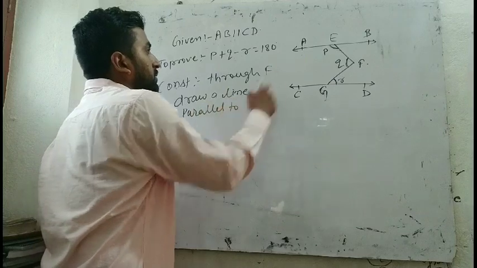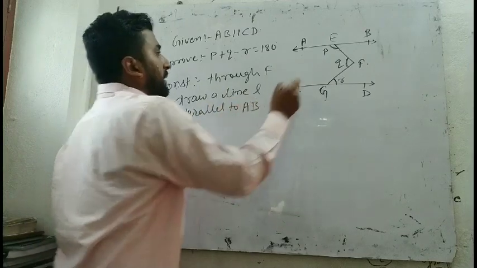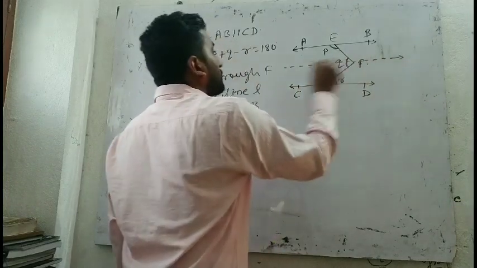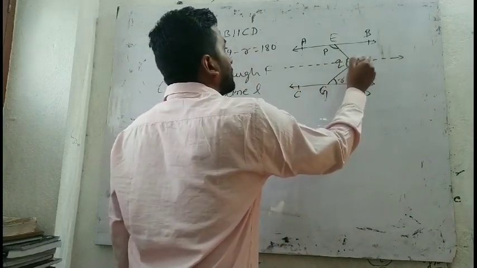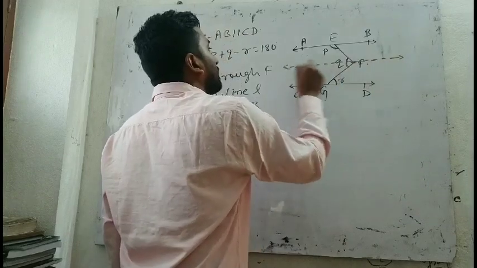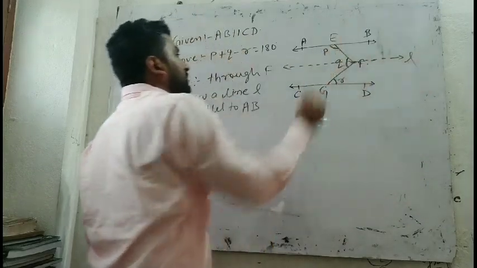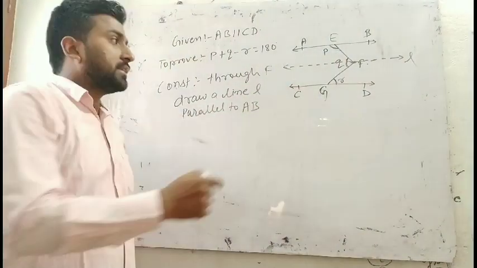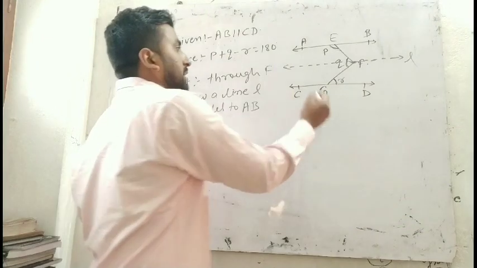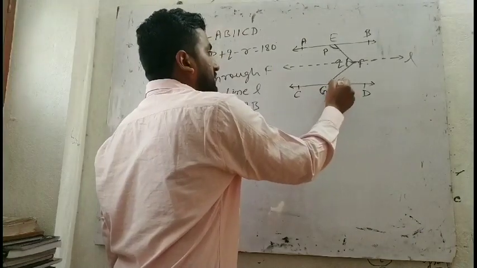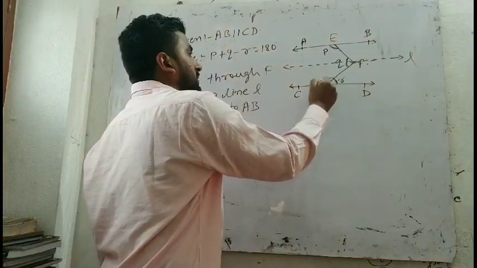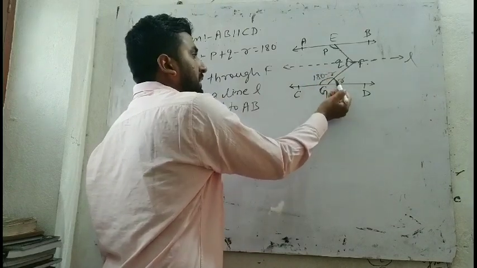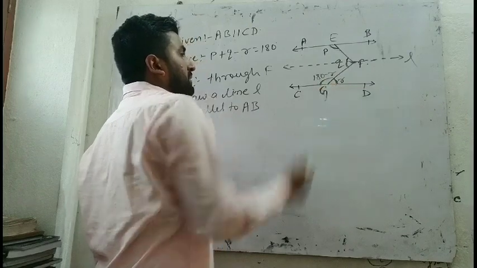parallel to AB. If a line L through this point F is parallel to AB, then this line is also parallel to CD. Here it is a straight line and this angle is R, then this one is 180 minus R, because the sum of this and this is 180. If this is R, then we can write this as 180 minus R.